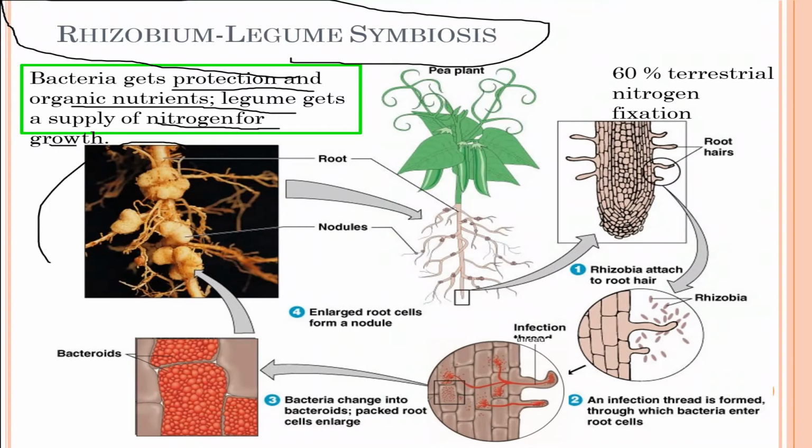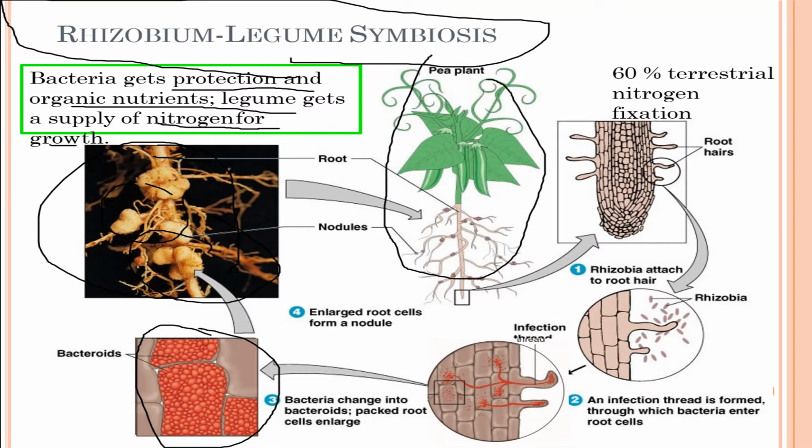As you can see, there are a lot of pictures here, so let's talk about this picture first. This is the root, and these are the root nodules. This is one more root nodule, and this is the enlarged form of a root nodule. We have marked these as 1, 2, 3, 4, so let's go through them. This is the first part, just a normal plant.